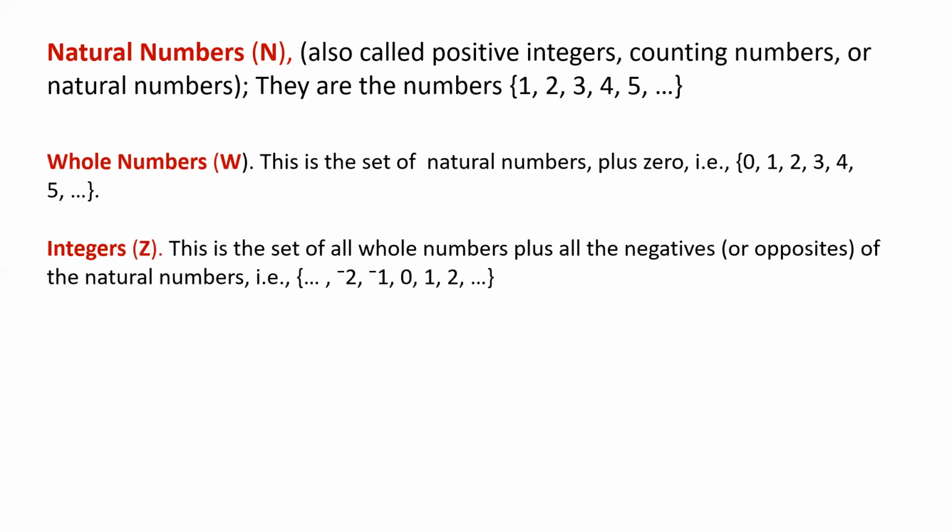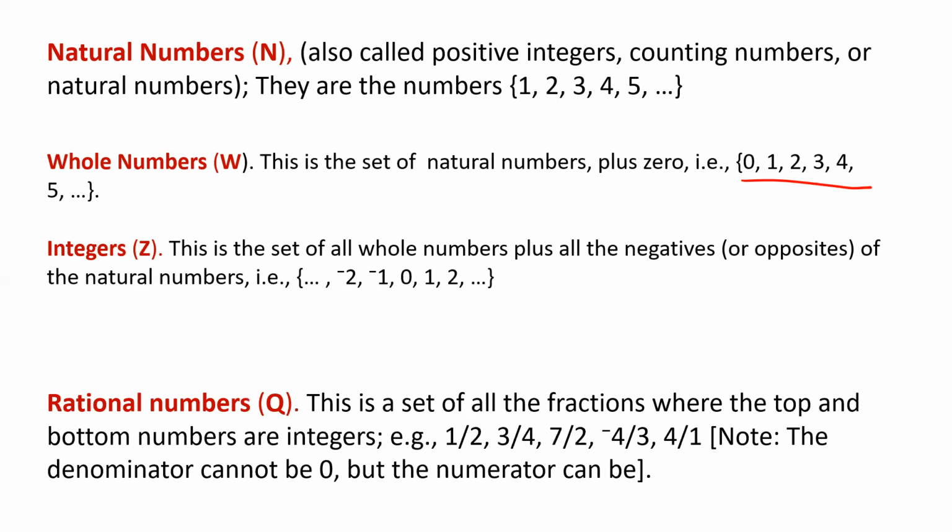Let us also look at integers. Integers are simply whole numbers, both positive and negative. When you get this same set of whole numbers, and then you also add another set of whole numbers which are negative, you come up with a set known as the set of integers. So integers are simply positive and negative whole numbers. So this is what we have.